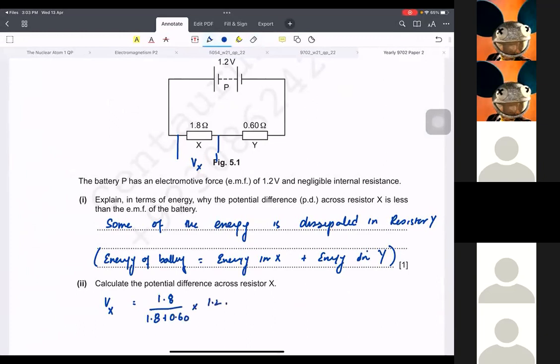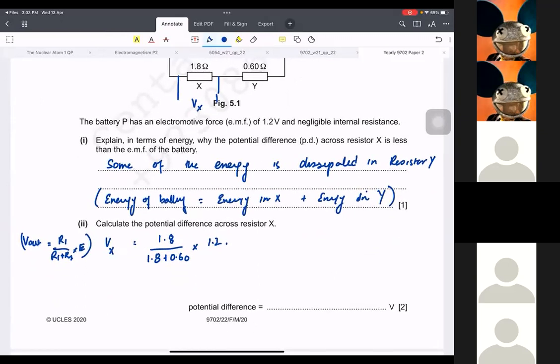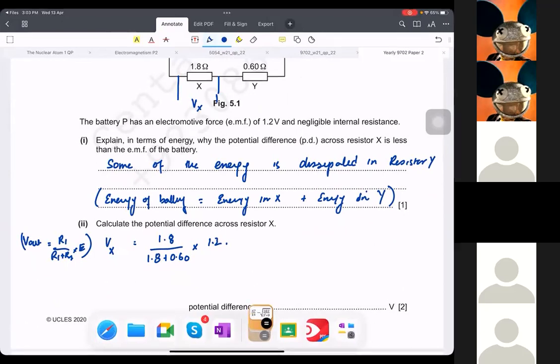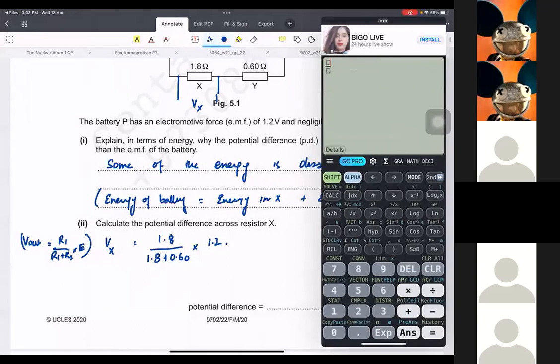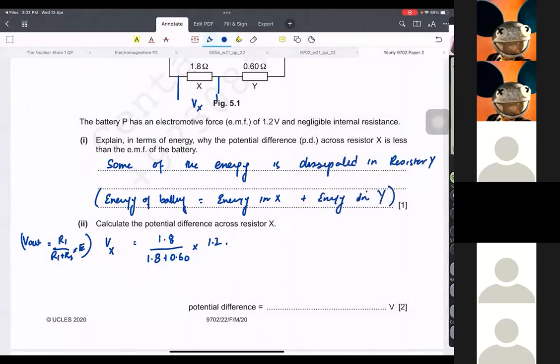So this is the potential divider formula. If you don't remember, it is V out equals R1 over R1 plus R2 times EMF. So that's the formula applied. Now this is the quickest way because it just instantly gives you the answer. So let's try. 1.8 times 1.2 divided by 1.8 plus 0.6. It is 0.9, 0.90 volts.